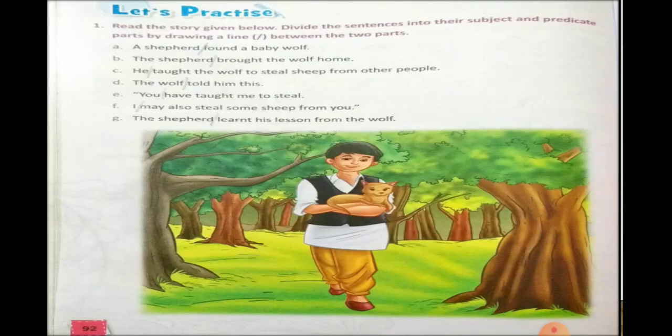Now let's move to page number 92. So let's practice. This is an exercise which we will do now. Number 1, we have to read the story given below and divide the sentences into their subject and predicate parts by drawing a line between the two parts. So you have to draw a slanted line and divide the subject and predicate from the sentences given to us. The first sentence is number A, a shepherd found a baby wolf.